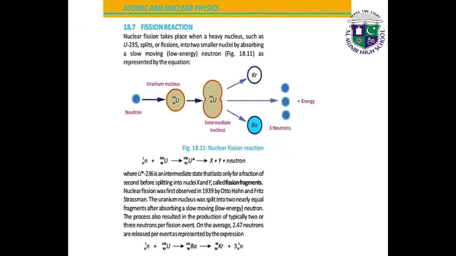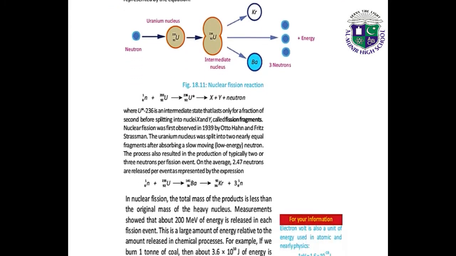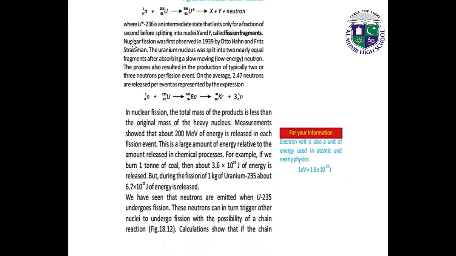Next students, we have the fission process. Fission reaction process takes place when a heavy nucleus such as uranium-235 splits or fissions into two smaller nuclei by absorbing a slow moving low energy neutron, as represented by this equation. We have uranium, it splits into krypton and barium, which are other elements. U-236 is an intermediate state that lasts only for a fraction of a second before splitting into nuclei X and Y, called fission fragments.